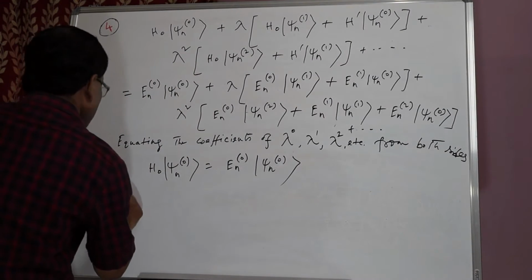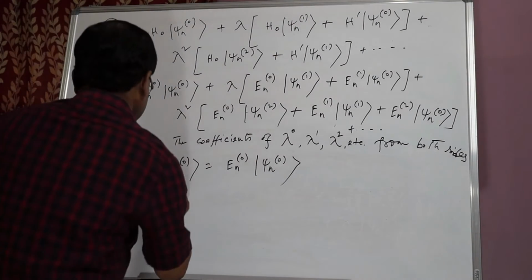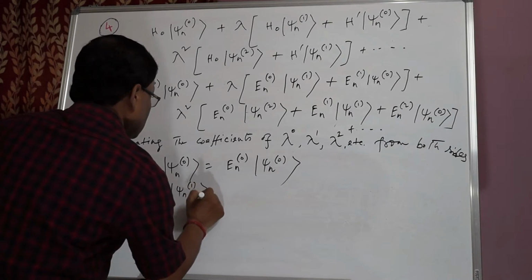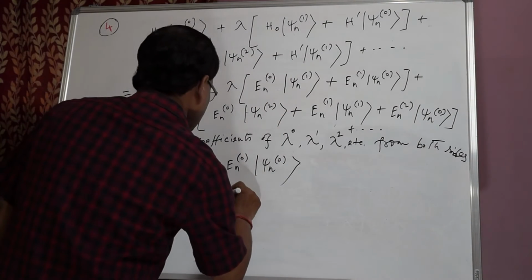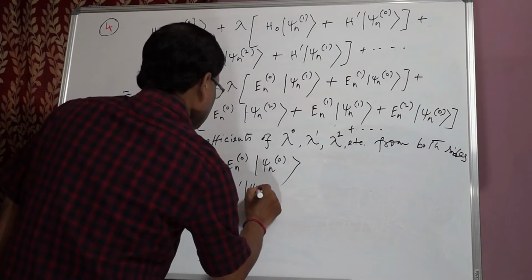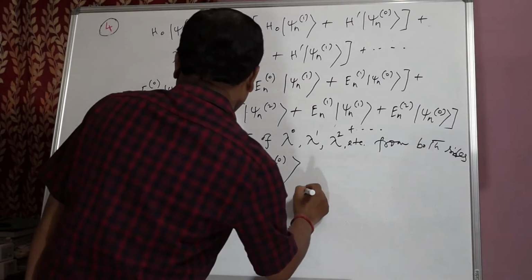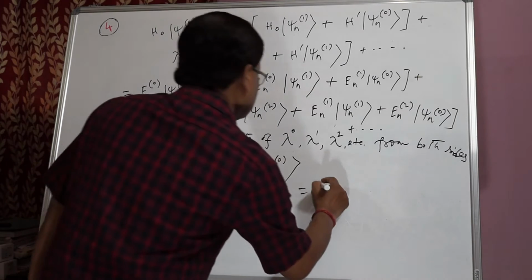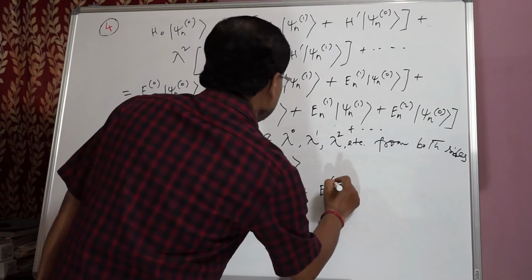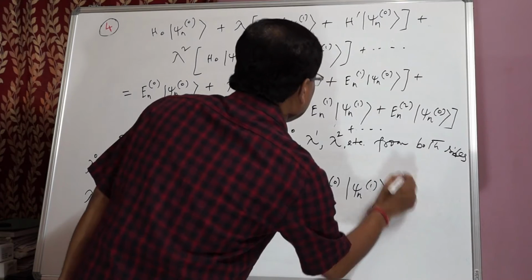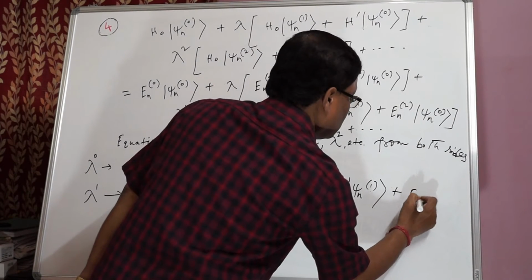From lambda to the power 1, I get H0 psi n1 plus H prime psi n0, and from the right side I get En0 psi n1 plus En1 psi n0.